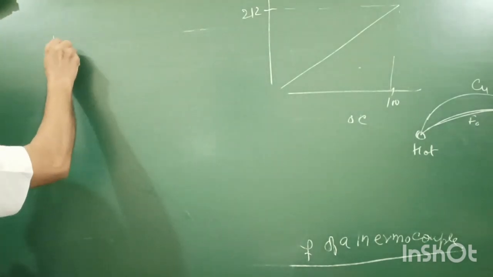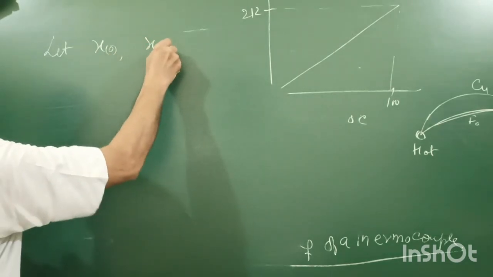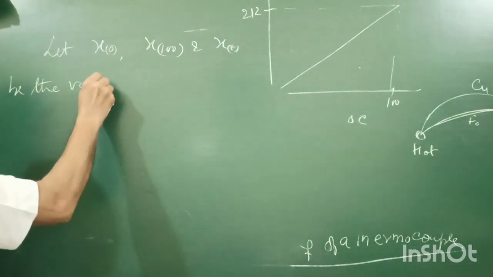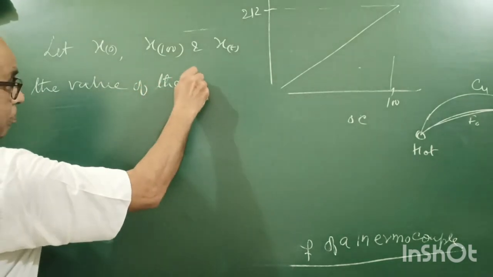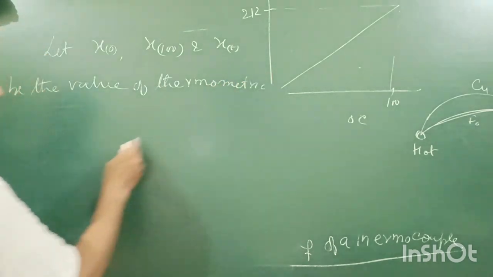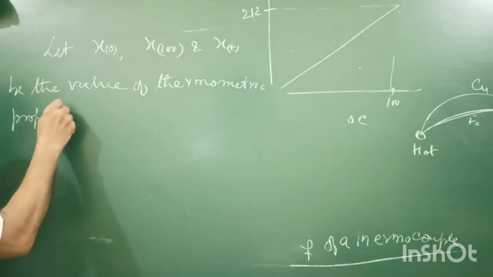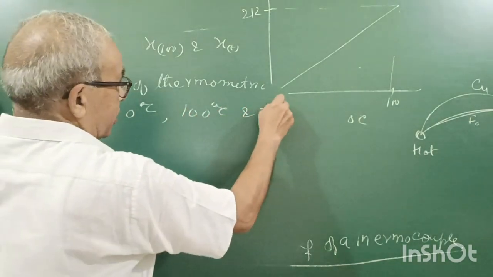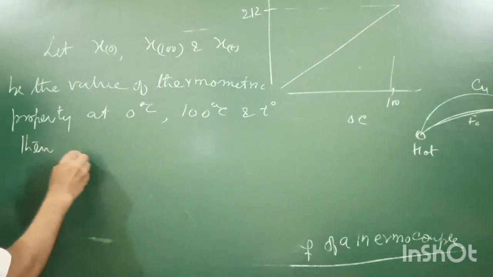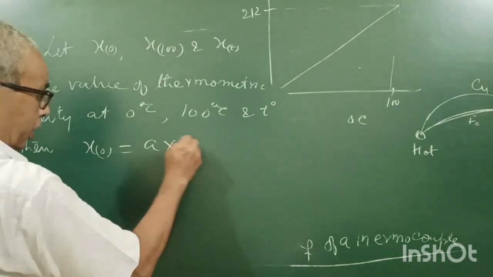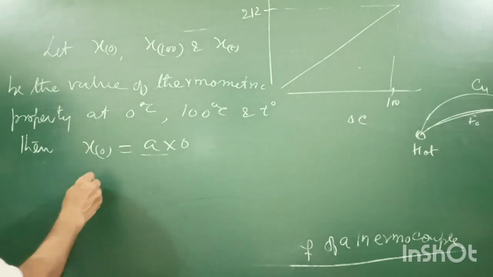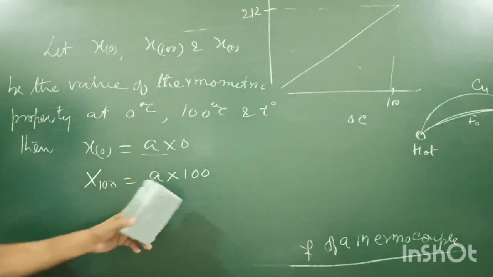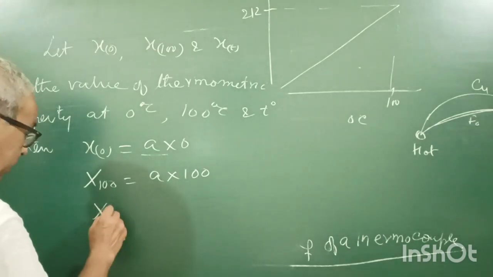Now let x0, x100 and xt be the value of the thermometric property at 0 degree centigrade, 100 degree centigrade and T degree centigrade. Then x0 is equal to A into 0, A being a constant of proportionality, and x100 is A into 100, because x is directly proportional to temperature, and xt is A into t.